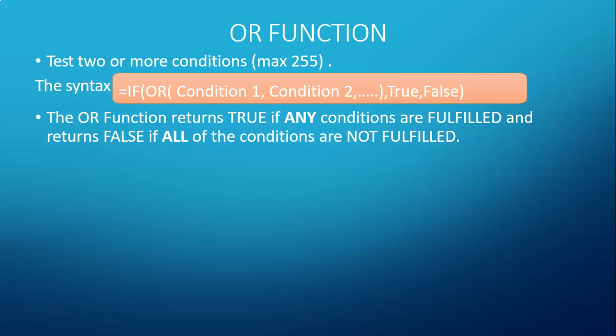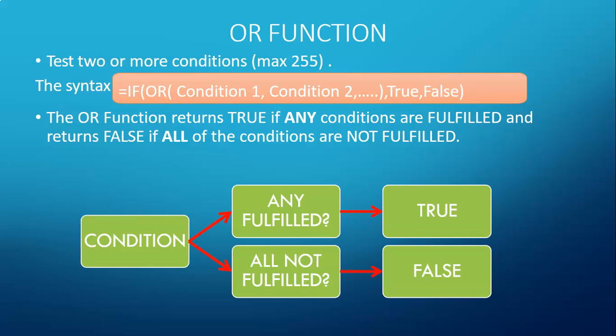The or function will return true if any of the conditions are fulfilled. Any condition fulfilled becomes true, and if all the conditions are not fulfilled, then it becomes false. So it's totally different from the and. Okay, so do not confuse it or mistakenly write it. Again, remember, any condition fulfilled becomes true. If all not fulfilled, become false.